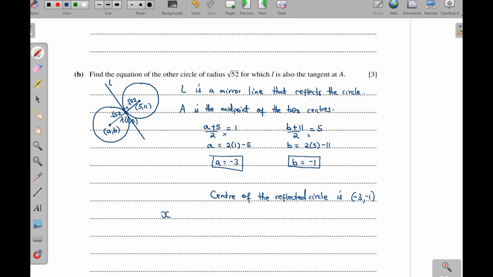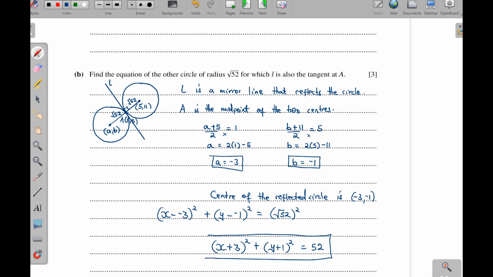That means its equation will be, actually, this one is going to be 3, the x coordinate, so x minus (negative 3), then y minus (negative 1) squared, is equal to the radius, which is root 52, and then we square it. So we shall have (x + 3) squared plus (y + 1) squared, which is equal to 52. And this is our answer.